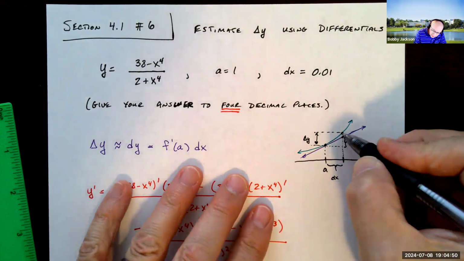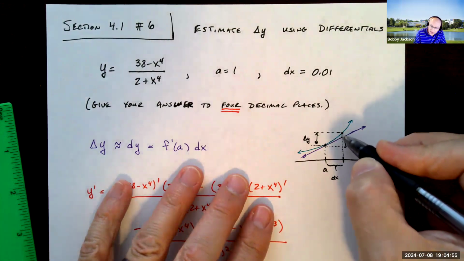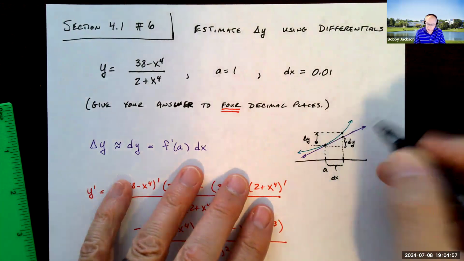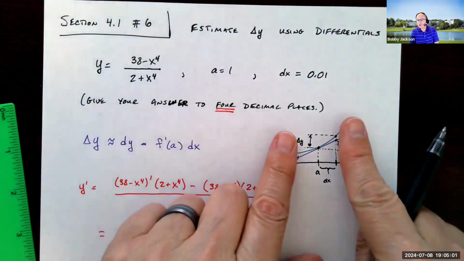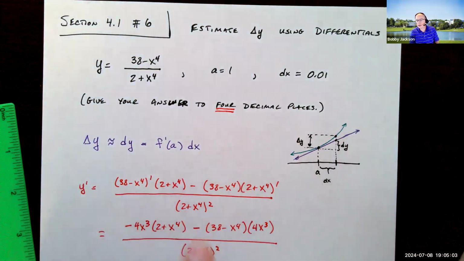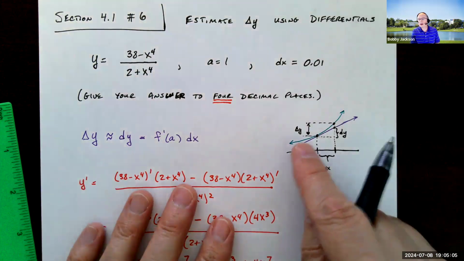Now, the difference between the y coordinates of these two points is the error in our estimate. As we get further along, that error is getting bigger. But close to a, that error is small. And that's the idea: we're going to approximate the value of the function there.